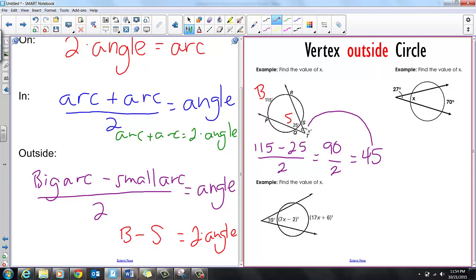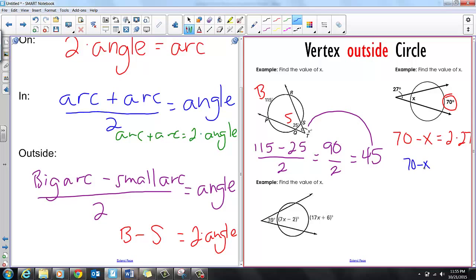For this problem up here, we're going to take the big arc, which is 70, minus x equals 2 times the angle. I'm using both formulas here. For the previous example, we divided by 2. For this example, I'm going to multiply the angle by 2. They're the same exact thing, and I could do either one for both problems. I'm just trying to show a few different ways to do it.